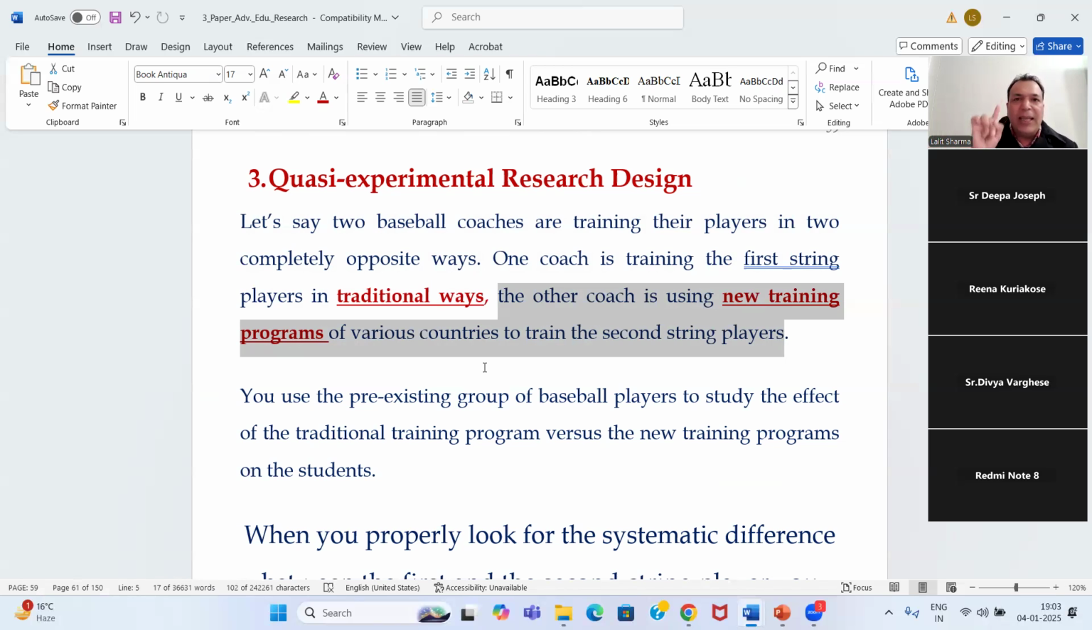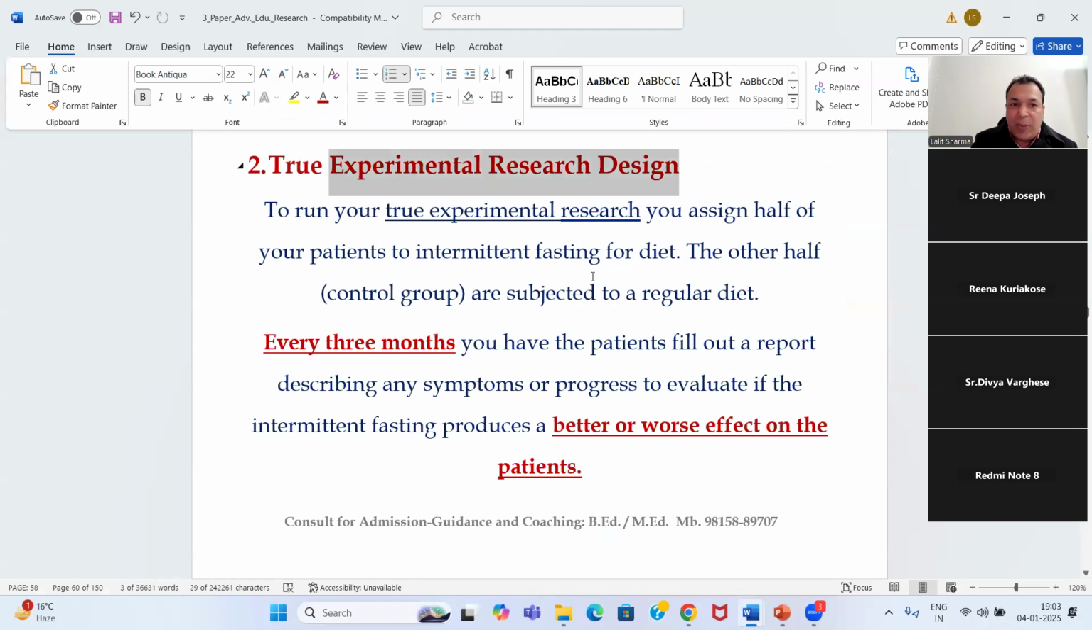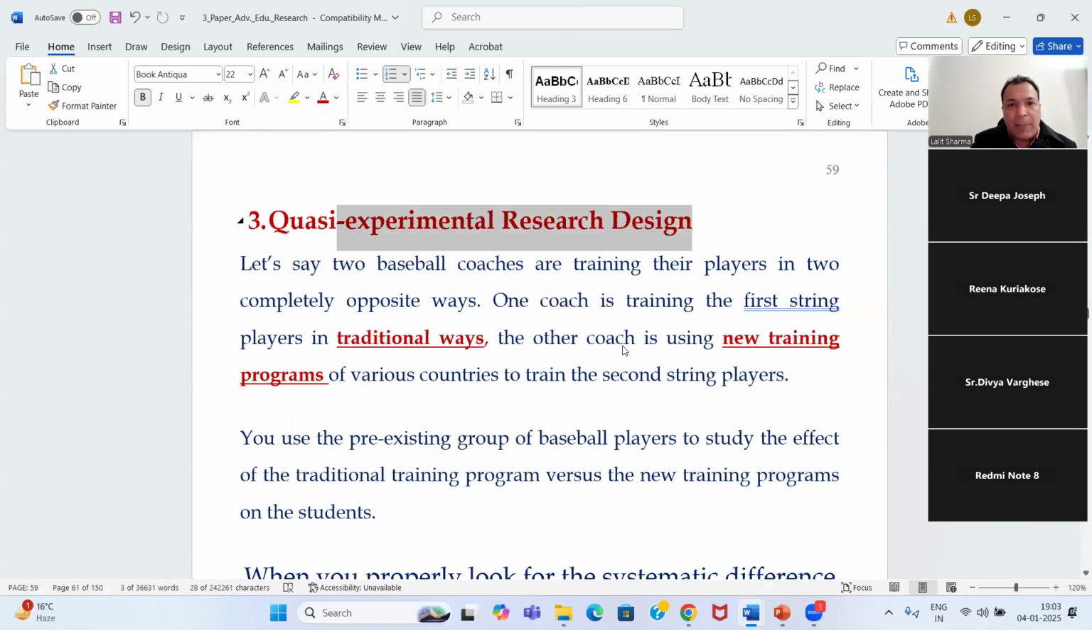When you talk about the pre-experiment, first is a pre-test, pre-experimental research design, example would be different. True experimental design, example would be different. Quasi experimental design, example would be different. Like your topics are different. You all have the different topics. Different techniques you are using, different method you are using, different samples you are using, different cities you are using, different villages you are using, everything is different, okay.